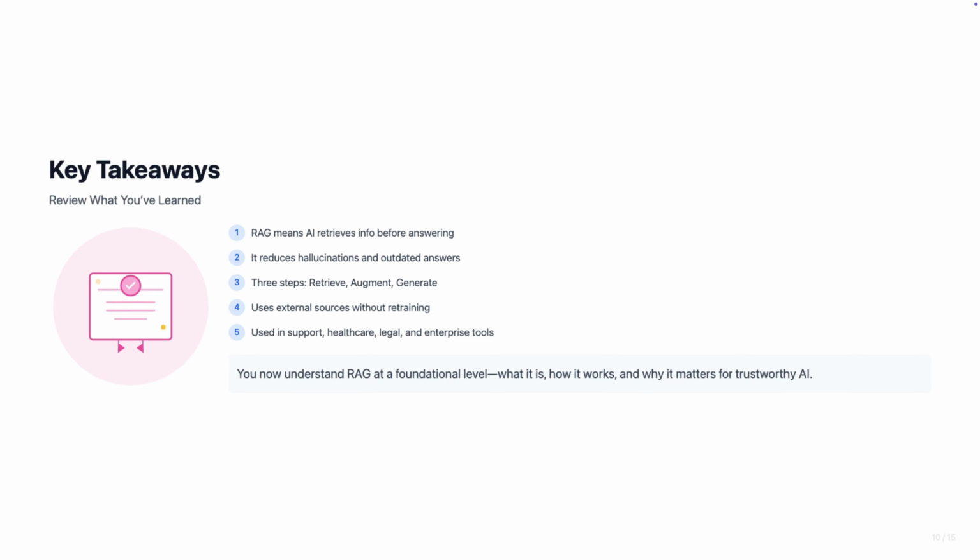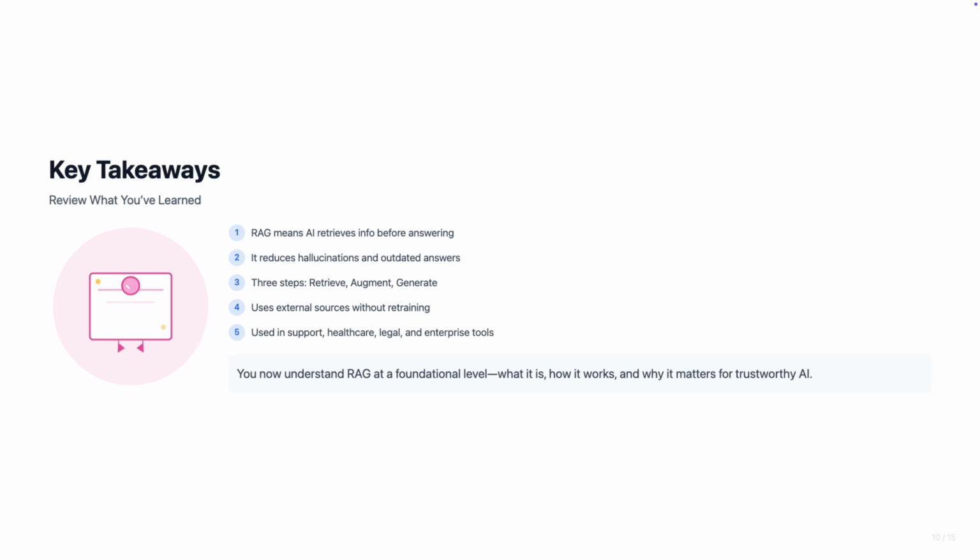Fourth, RAG doesn't change the AI model itself. It works by enhancing the input, not retraining the system. That means it's fast, flexible, and easy to update. Fifth, RAG is used in real-world applications like customer support bots, medical assistants, legal research tools, and internal company chatbots, anywhere accuracy and traceability matter.